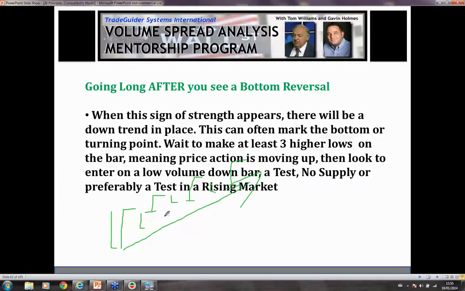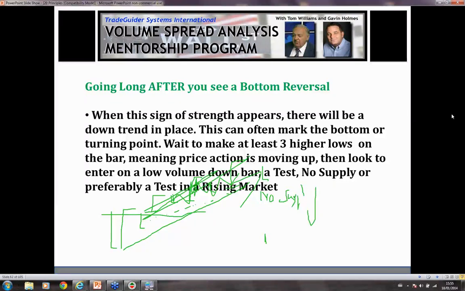And what will happen here is the diamonds will start to change green in the software, and the bars will start to change blue. So if you want to be really conservative, and I mean really conservative, and miss some of this move, you can wait for the diamonds to change to green, the bars to change to blue, or whatever colour you've got them set to, and wait for the first down bar on low volume, which we call no supply, or a test. And that is your entry.